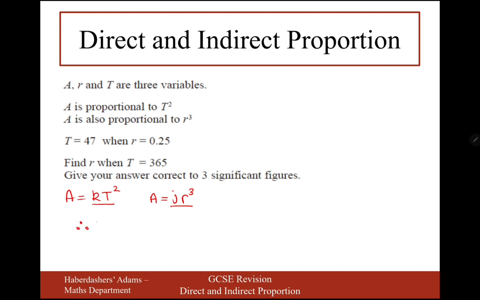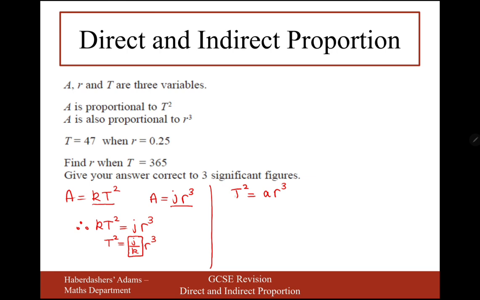So therefore, k times t squared equals j times r cubed. And then what I'm going to do is divide by k on the other side. So I get t squared equals j over k r cubed. Now the next thing I'm going to do, which seems like a bit of mathematical trickery, but it's absolutely fine, is change j over k for a different letter, because this is just representing some scale factors at the moment. So I'm going to change that for a new letter. Let's call the new letter a. So t squared equals a r cubed, where a is now the new scale factor that's representing j over k.